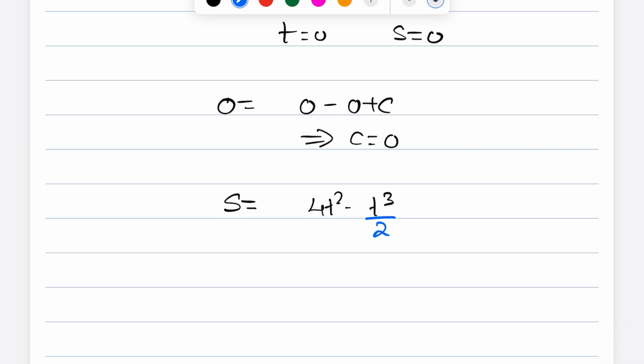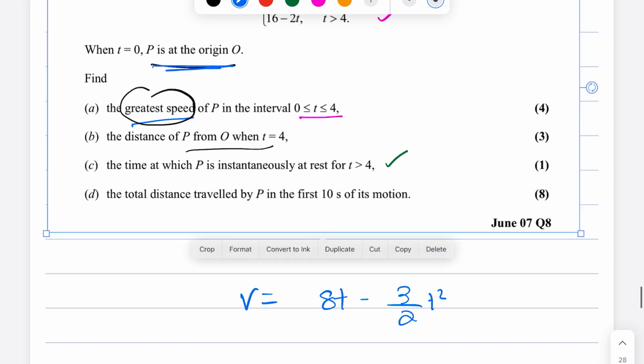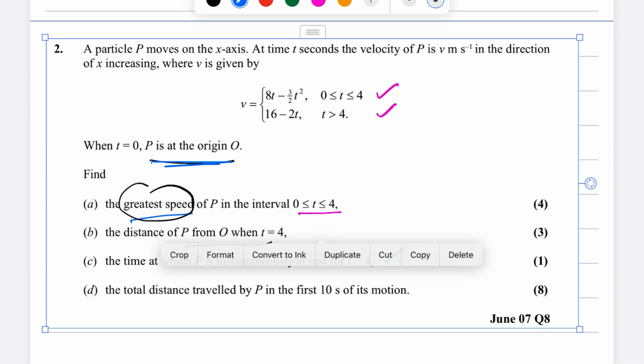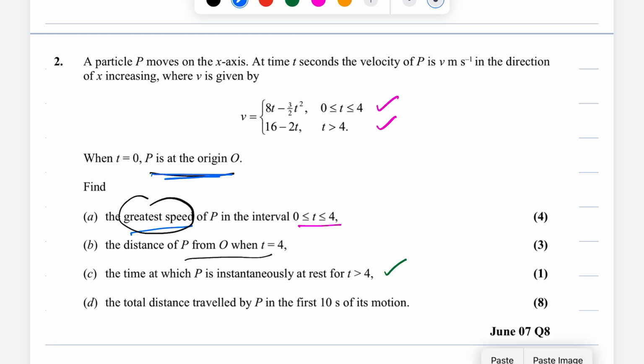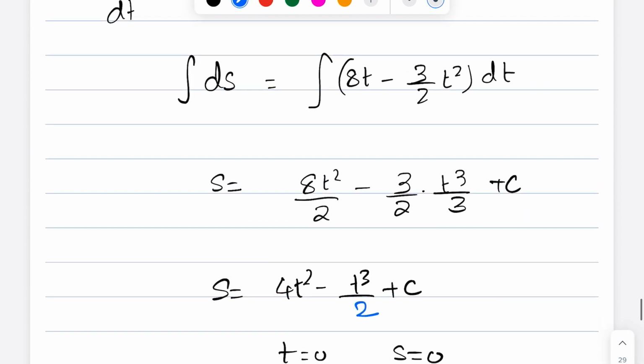So I want it at 4 seconds, at t equals 4. Plug in: distance equals 4 times 4 square minus 4 cube by 2, which is going to be 32 meters. Part C: the time at which P is instantaneously at rest for t greater than 4. So t greater than 4.